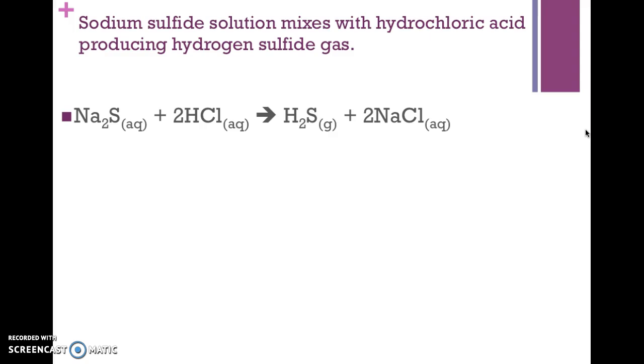We're adding that to hydrochloric acid. Hydrochloric acid is a binary acid, so we know we have an H and a Cl, and it's also aqueous. Then we have hydrogen sulfide in gaseous form, so it forms a gas, so we put a G as its state of matter, and we're left with 2 sodium chloride, which stays aqueous because they stay as ions. The next thing to do is to balance the equation, and so we put a 2 in front of sodium chloride and a 2 in front of HCl and balance the equation.